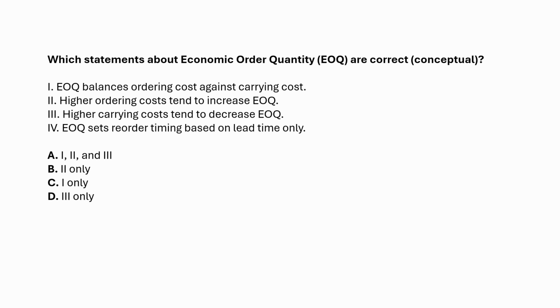Number 1. EOQ balances ordering cost against carrying cost. Yes, EOQ is literally designed to minimize total inventory cost by balancing those two forces. Ordering cost is the expense of each order: paperwork, shipping setup, admin hassle. Carrying cost is the expense of holding inventory: warehouse rent, insurance, spoilage, capital tied up.